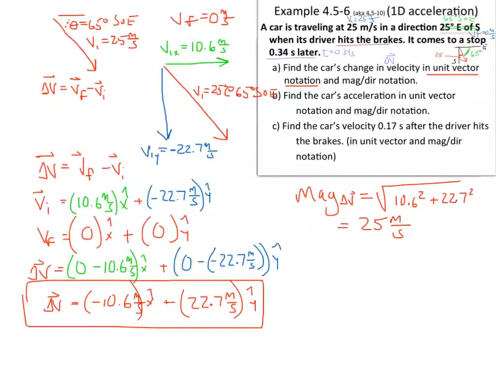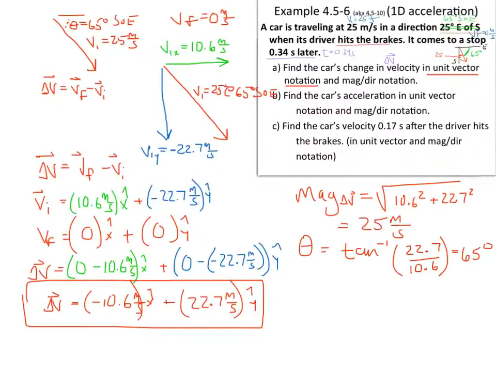All right, at what angle? Well, it's going to be inverse tangent of what? Of our y over our x. That's 22.7 over 10.6. Again, I left the negatives out because we can just use the absolute value. What's that angle going to be? Inverse tangent, 22.7 divided by 10.6. Did I get that right? Yes. 65 degrees. That should sound familiar too.